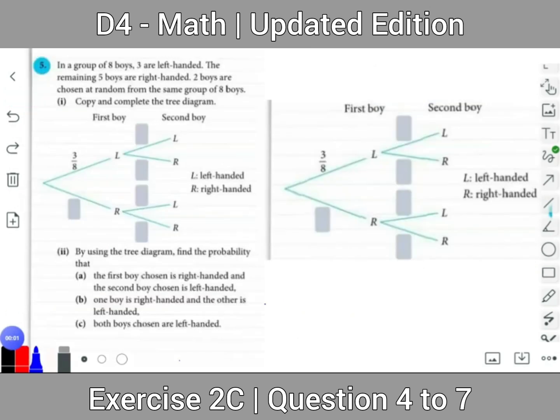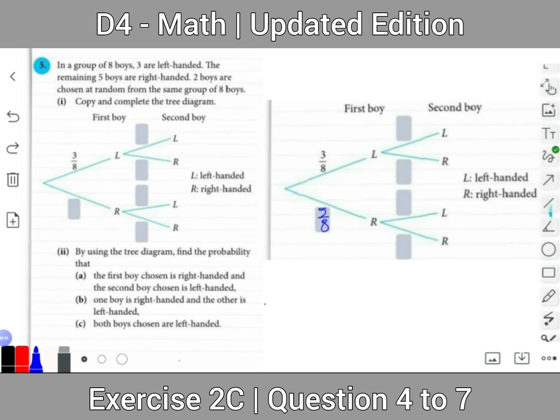Now question 5, in a group of 8 boys, 3 are left-handed and the remaining 5 boys are right-handed. 2 boys are chosen at random from the same group of 8 boys. In part 1, copy and complete the tree diagram. The probability for the first boy being left-handed is given, and that is 3 over 8. Now for the right-handed boy, the total number of favorable right-handed boys is 5, and the total number of boys is 8. So the probability for the right-handed boy to be first is 5 over 8.